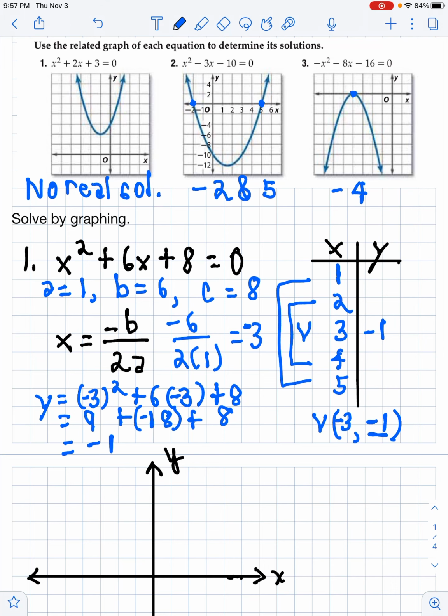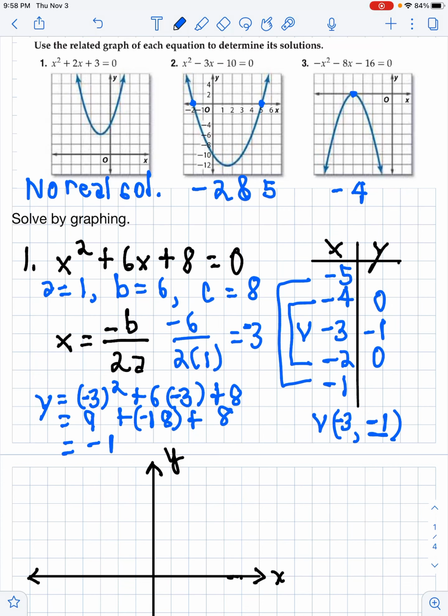So for instance, if I plug in, oh yeah, and this is -3. Let me go back here and fix this. Because it's negative, the two values to the right are -2 and -1, and to the left are -4 and -5. So if we test, let's say, -2, when we square, that would be 4, plus 6 times -2 would be -12. So 4 minus 12 is -8, plus 8 is 0.